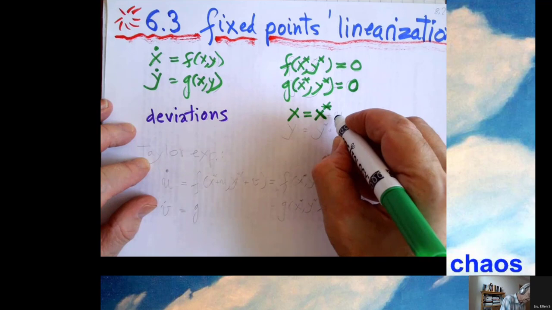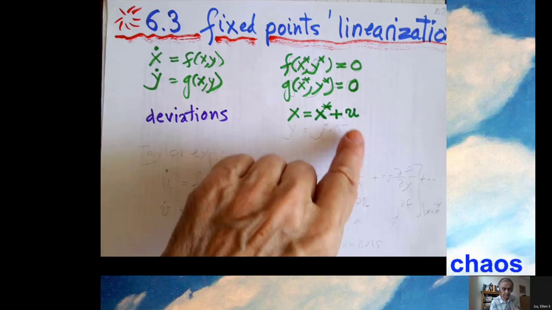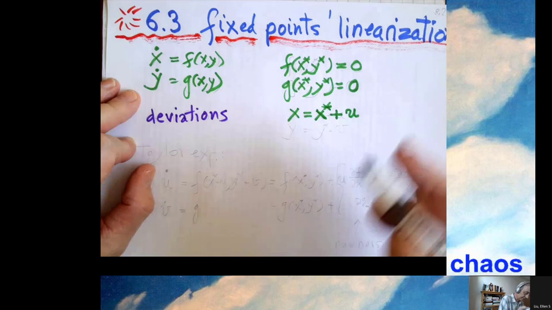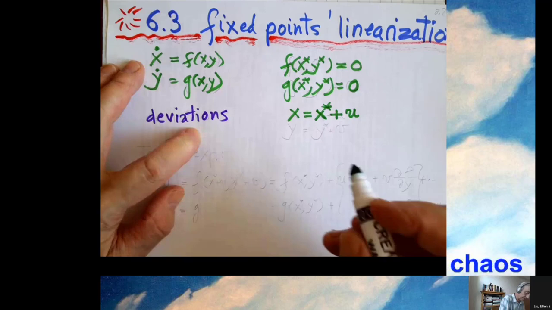And then to describe a small neighborhood, you add to it a little number, small in magnitude. What that means is actually a little bit tricky, but a small number. And you do the same thing for the Y component.